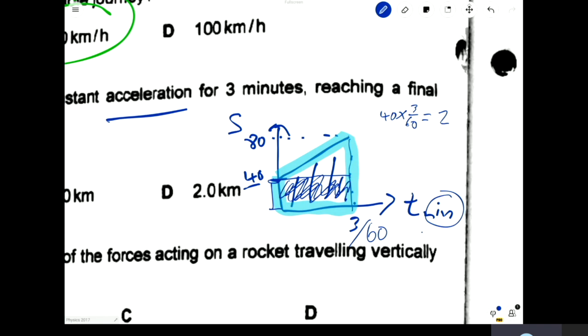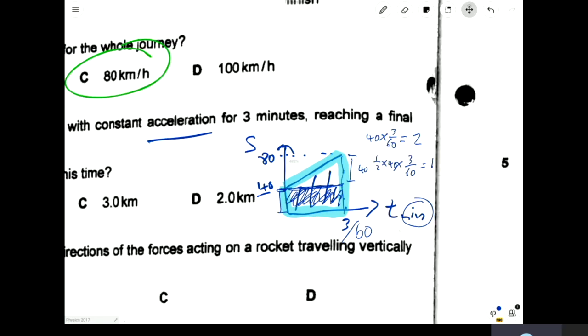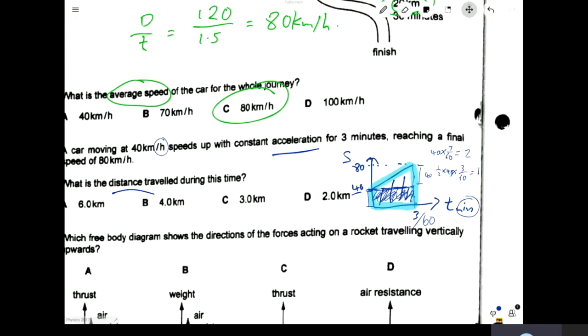Then how about the triangle at the top? Half base times height. So it's half times 40 times 3/60 again. So 20 times 3/60, which is 60/60, is 1. So the total distance is 2 plus 1 equals 3.